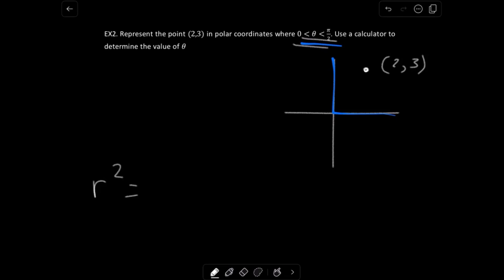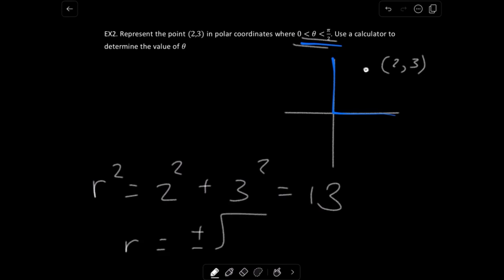r squared is equal to x squared plus y squared. Okay, we can see that x is 2 and y is 3, so 2 squared plus 3 squared, that's 4 plus 9, that's 13. So r is equal to the square root of 13, so that's plus minus root 13. Now, let's deal with this plus minus root 13. So the point has to be here. It has to be between 0 and 90 degrees.